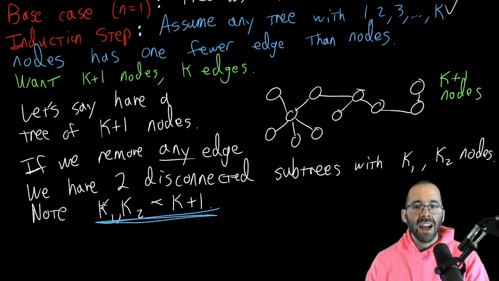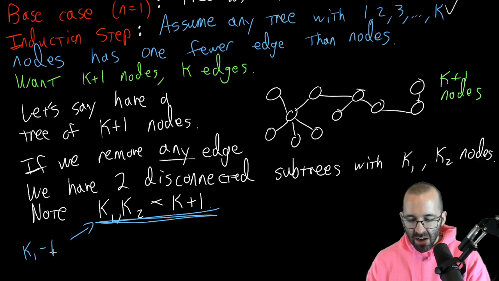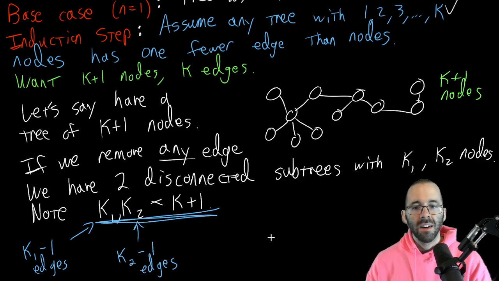All right. We know exactly how many edges are going to be in a subtree of size K1. We know exactly how many edges are going to be in a subtree of size K2. And in fact, the induction hypothesis is going to tell us that this is going to have K1 minus 1 edges, and this is going to have K2 minus 1 edges. So, how many edges did this have? Well, it had this many edges, plus this many edges, plus the edge that we erased.